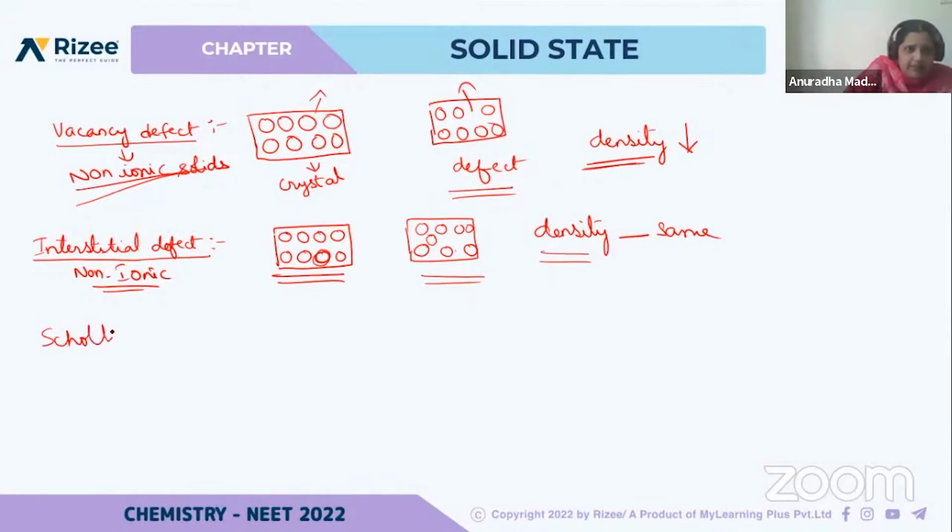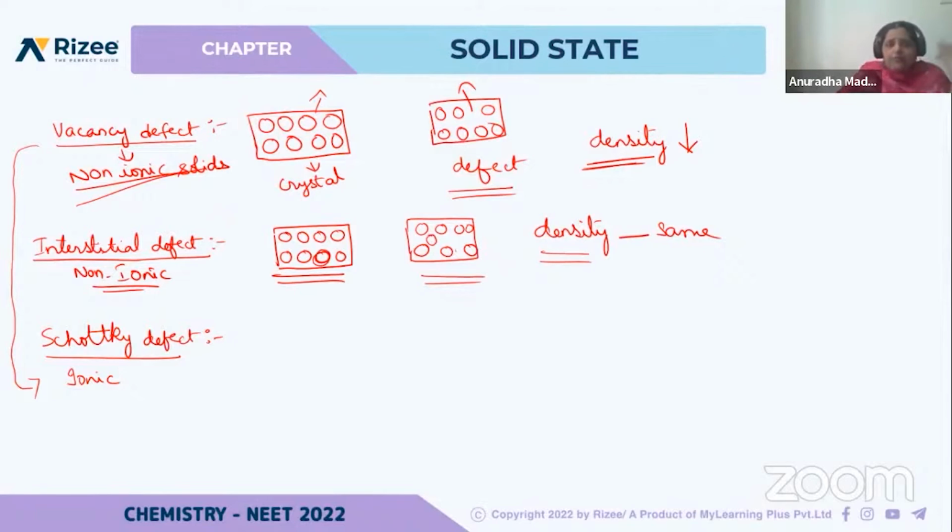Then the next one is Schottky defect. This is the same as vacancy defect, but the only difference is this defect occurs in ionic compounds. When an equal number of cations and anions are removed from the crystal lattice, the stoichiometric ratio does not change, because the same number of cations and anions go out. That is called Schottky defect, and it occurs in ionic compounds.